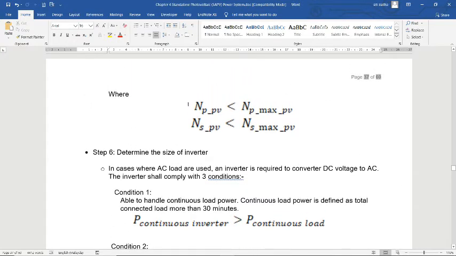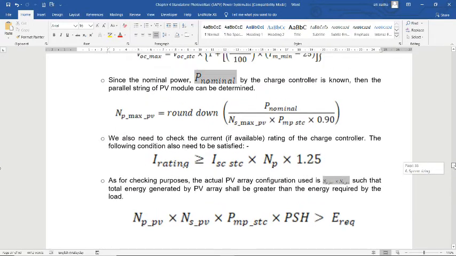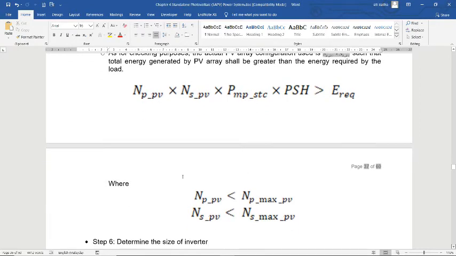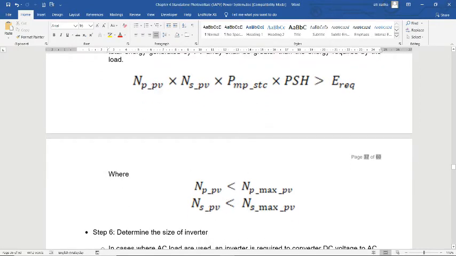So make sure when you choose NPPV, it should be less than NP max PV. Okay, when you calculate NP max PV, and to check this NSPV should be less than NS max PV that you calculate before. So it should be greater than energy required from the load. So we already finished step number 5 to determine the PV array.